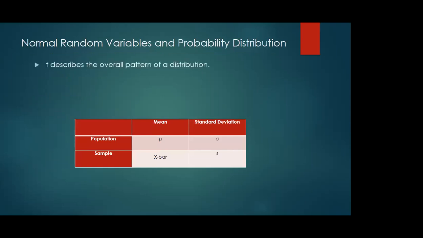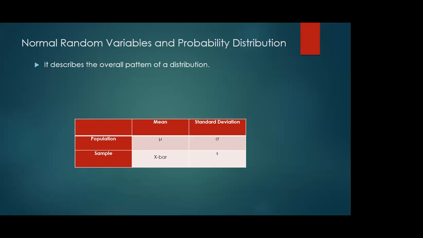All right, so now we're going to be looking at normal random variable and probability distribution. Remember that this was a continuous probability distribution. Remember that binomial is a discrete distribution, while normal random variable is a continuous distribution.